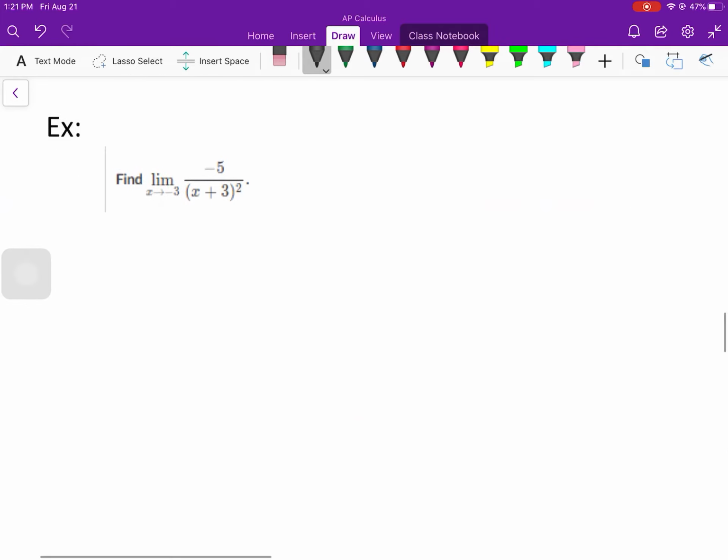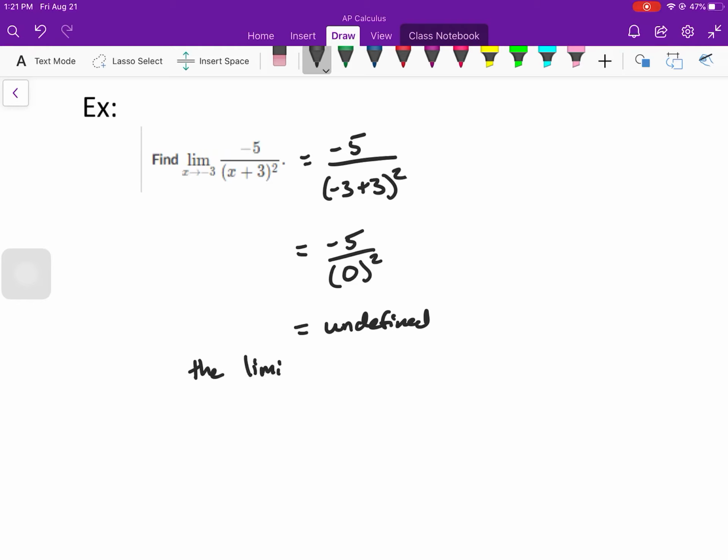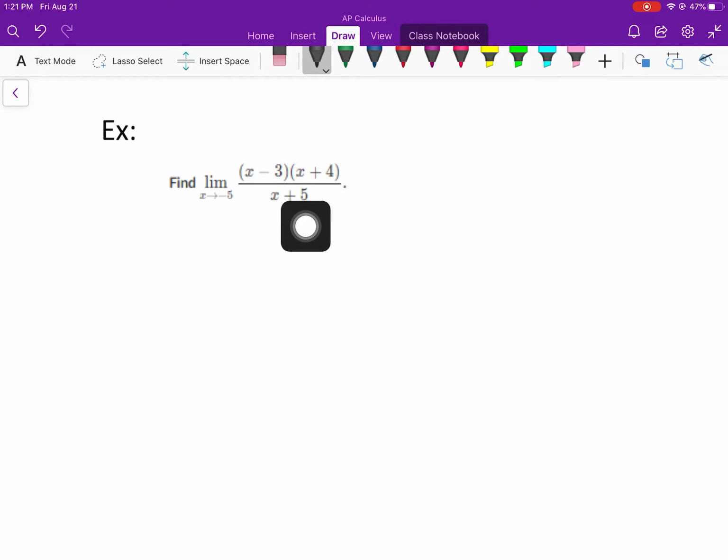Looking at this one though, let's plug in the negative 3. You'll see right away. Negative 5 over negative 3 plus 3 squared. It's negative 5 over 0 squared, which is, well, that's undefined. So the limit does not exist. Same thing over here. If you plug in the negative 5 down here, you'll see negative 5 plus 5 is 0 on the bottom. So also there, the limit wouldn't exist.